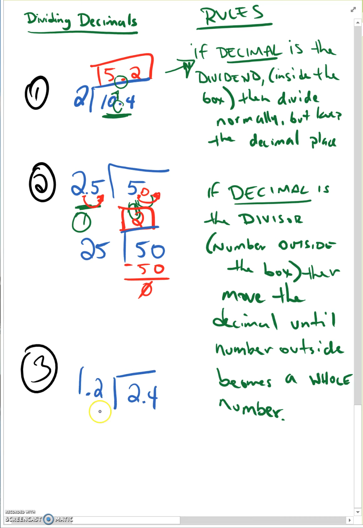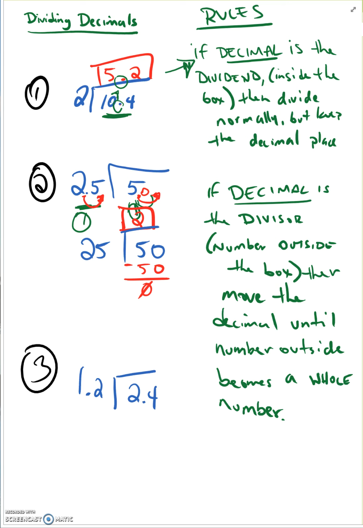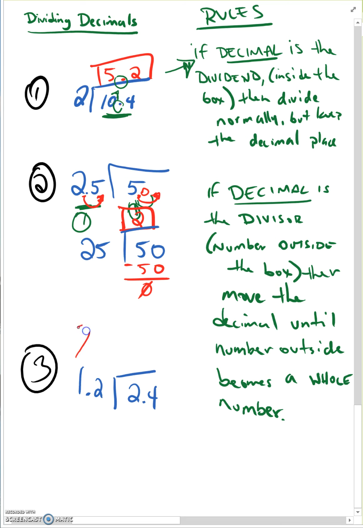What would happen if they were both decimal numbers? Well, you would just follow the rules from number 2. If they were both decimal numbers, you would just move this decimal until this number became a whole number. So this would turn to 12, and then you would do the same thing with this decimal over here. So this would turn to 24. And then you would ask yourselves, how many 12s go into 24? And we would know that is 2. And that's the answer.